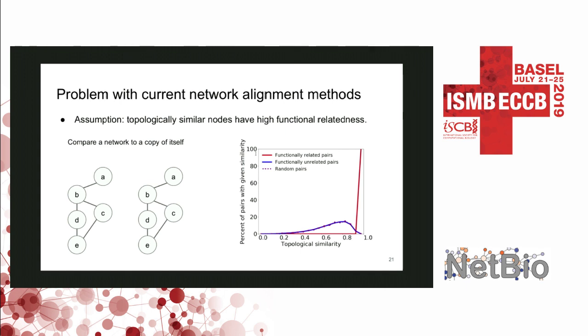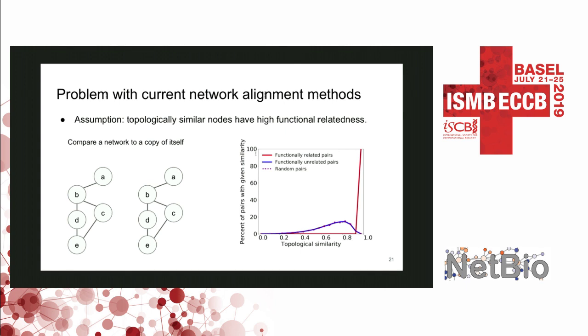So we want to see basically if we align the most topologically similar nodes, will they be functionally related? So we look at the topological similarity between every pair of nodes across these two networks, and we visualize them with the figure on the right. So basically, the x-axis is our topological similarity score, and the y-axis is the percent of pairs with a given similarity. As we can see, all the functionally related pairs have the maximum possible similarity.